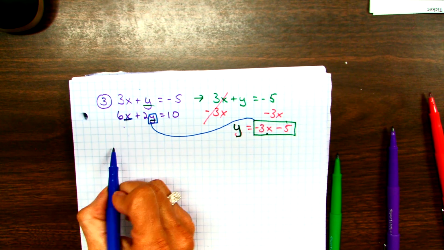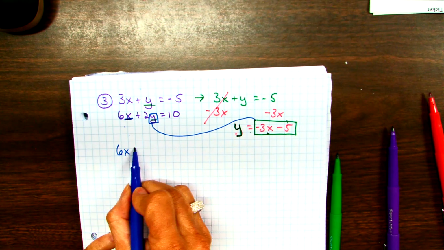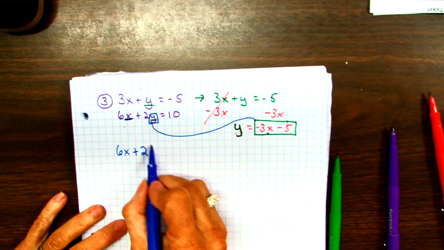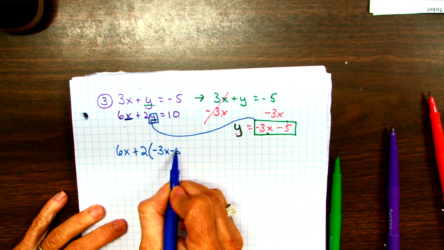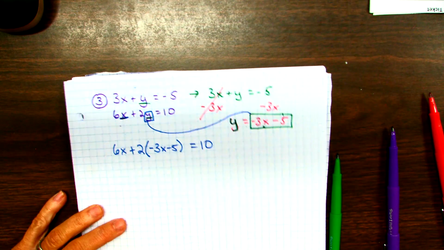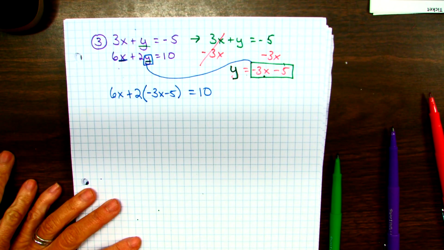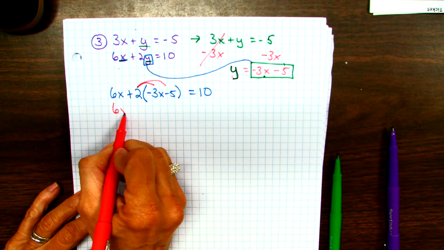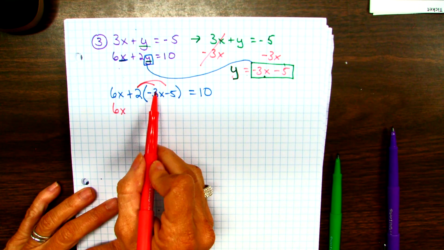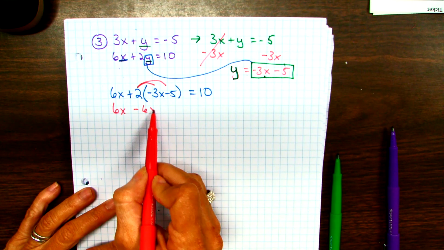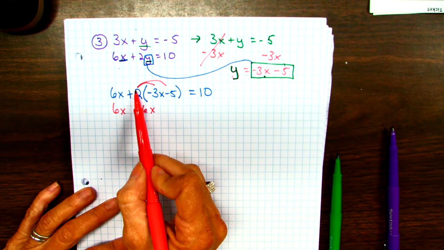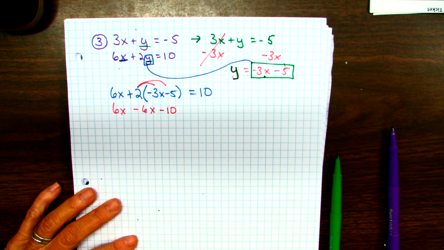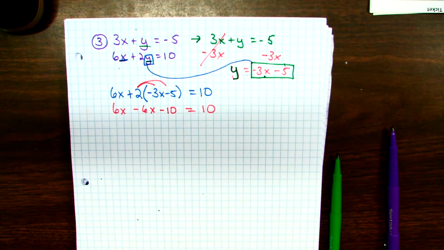All right, so 6x plus 2. Take out y, plug in what y equals. Equals 10. And then for the 5 millionth time since the beginning of the year, solve the equation. Distribute. So I'm bringing down the 6x. 2 times negative 3x is negative 6x. 2 times negative 5 is negative 10. And then let's bring that down.